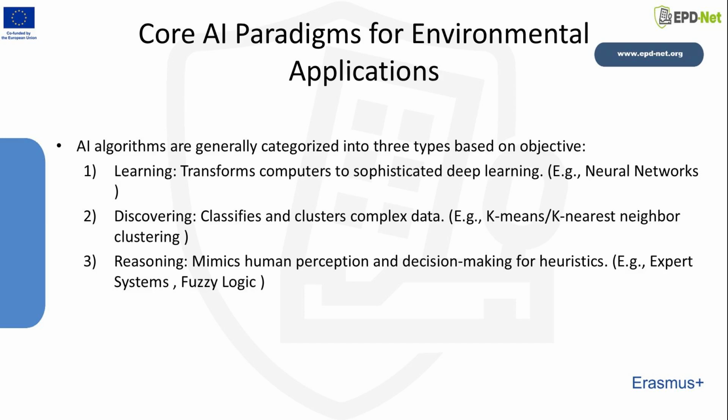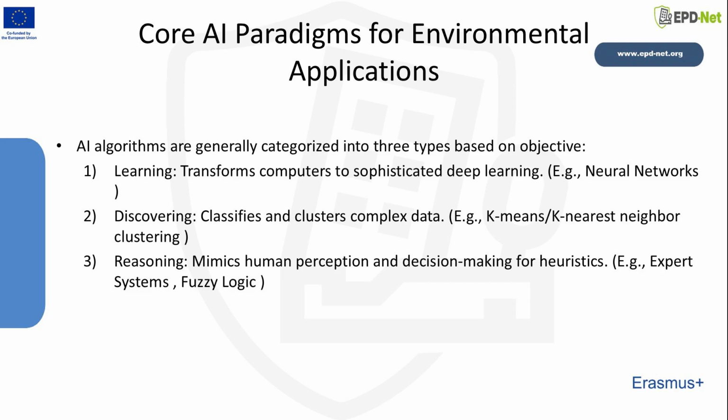To understand how AI functions in ecological applications, we need to look at the 3 core paradigms, or fundamental types, of AI algorithms. These categories are defined based on the objective the AI system seeks to achieve. The first paradigm is learning. This category is crucial because it moves computers beyond simple data filtering to sophisticated deep learning. Learning algorithms, such as neural networks, are essential for identifying complex relationships and predicting outcomes based on patterns in massive datasets.